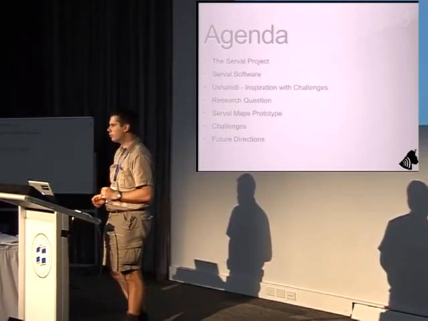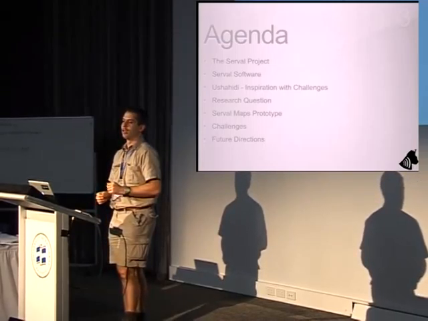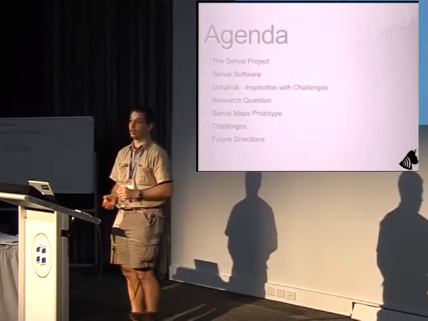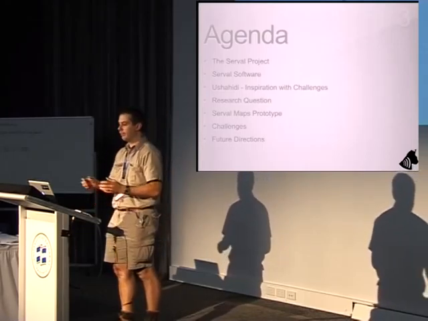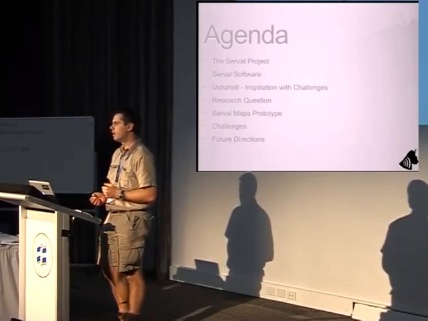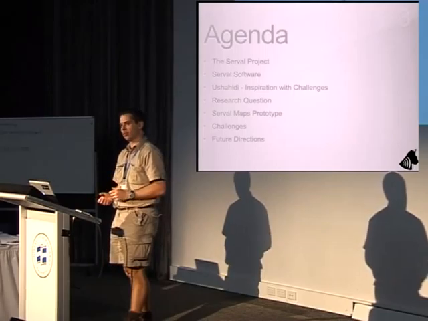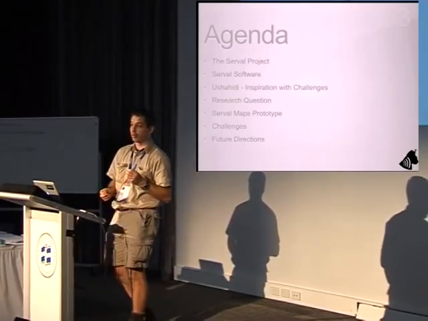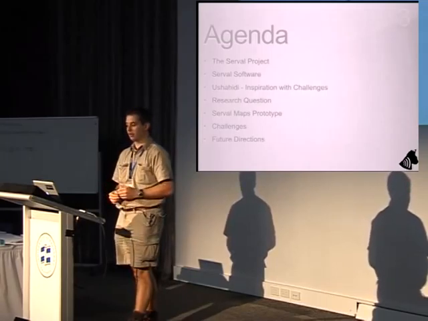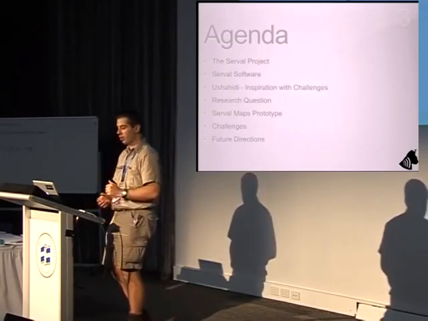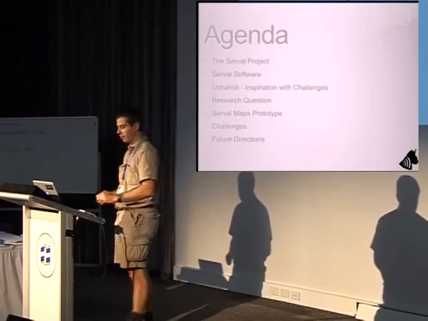Then I want to spend a bit of time talking about UShahidi, which is quite an interesting crowdsourced application that has already had a number of uses in adverse settings, and how that's an inspiration for what we've done with mapping, but also how we've realized there are some challenges with UShahidi that need to be addressed. I'll then talk about the specific research question that Corey set about solving, the prototype software he built to answer that research question, and the challenges and future directions that have come up from that.